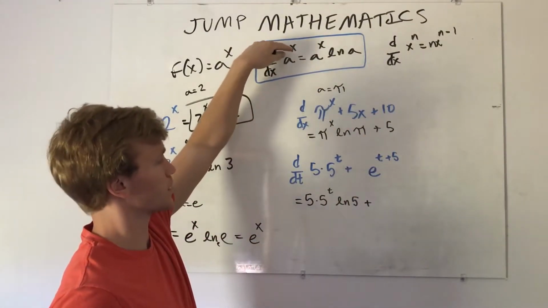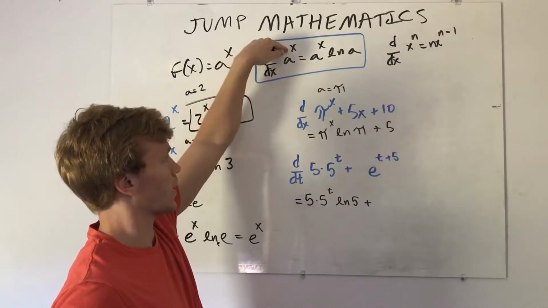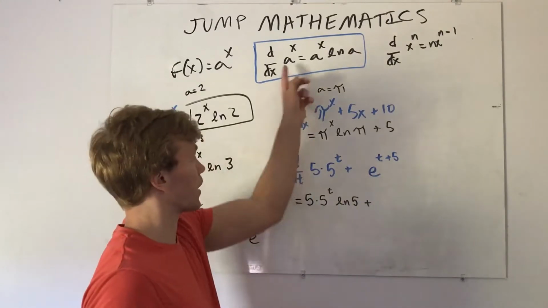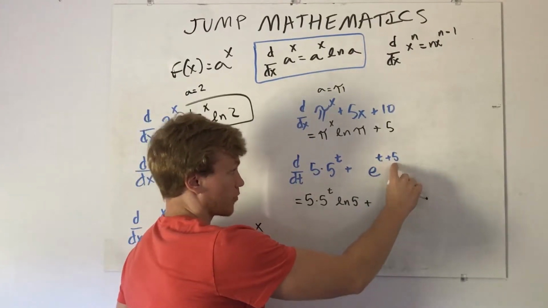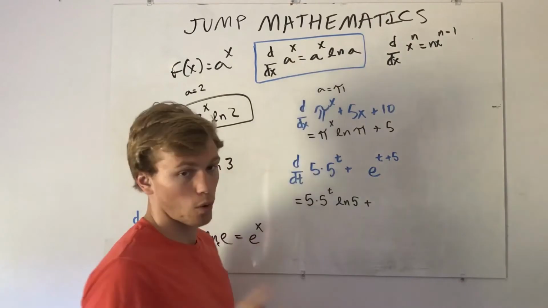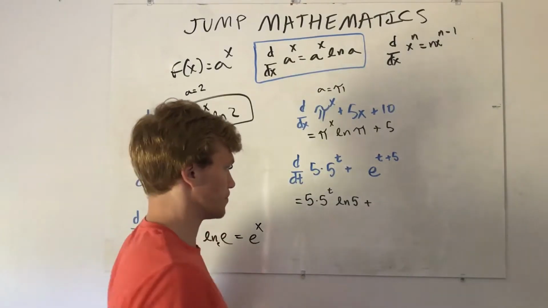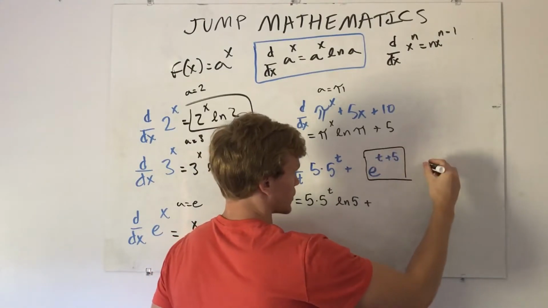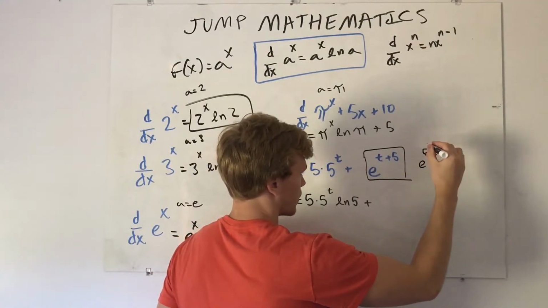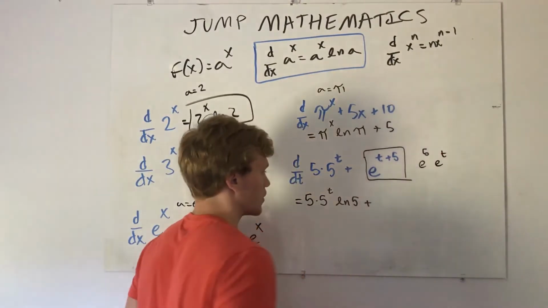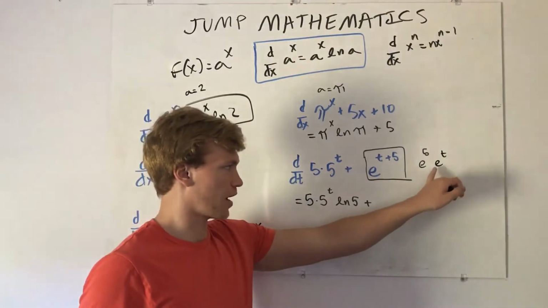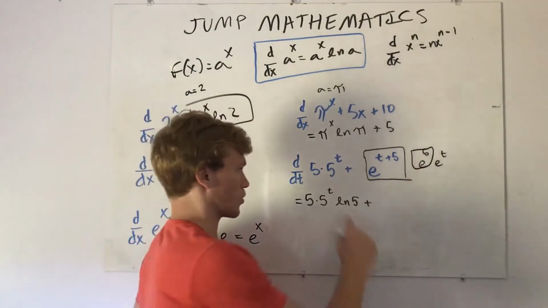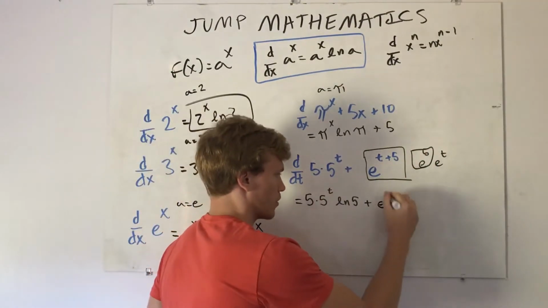in the blue box says that the derivative of a to the x is this, but right here we have e to the t plus 5, which of course is the same as a to the x, except we have t plus 5. We don't know how to deal with that, but what we do know is how to do algebra. So let's rewrite this guy in the box as e to the 5 times e to the t. If we write it as e to the 5 times e to the t, this right here is just a constant multiple, so we can write it down just like we did with this 5.